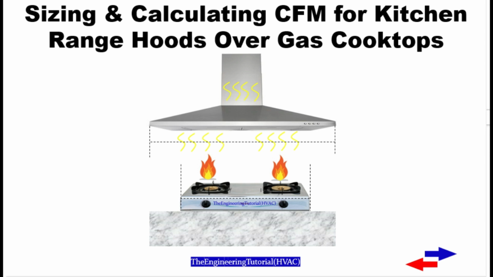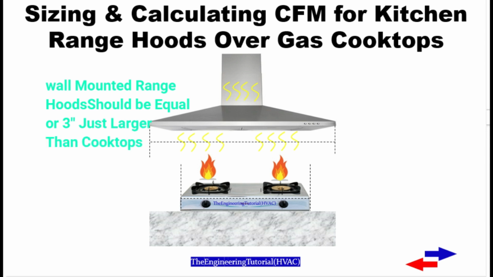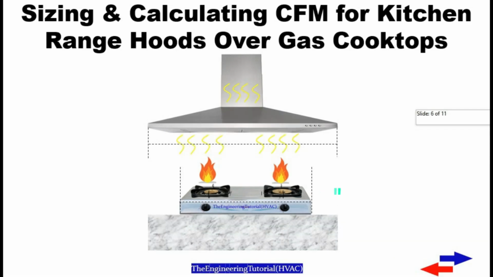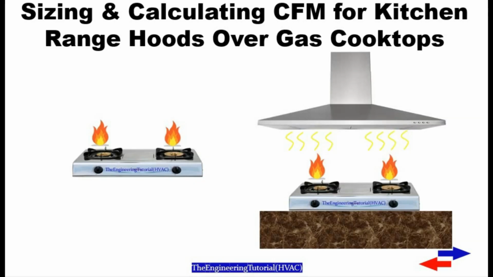Before selecting a range hood, the first step is to decide what size of range hood you will need. For a wall mounted range hood, you can select one equal to or just larger than your cooktop. So if your cooktop is 50 inches wide, you will need a 56 inch range hood, with 3 inches of overlap on each side.